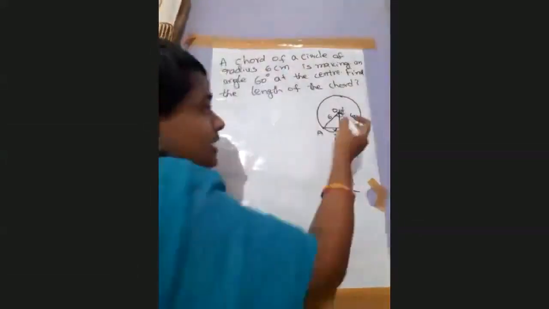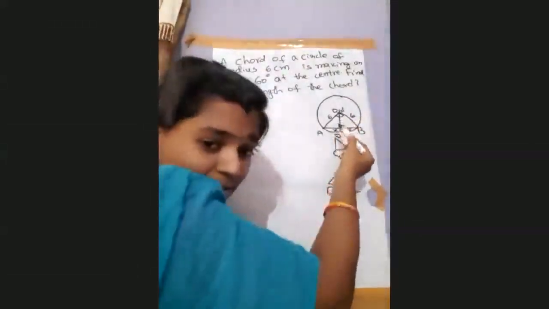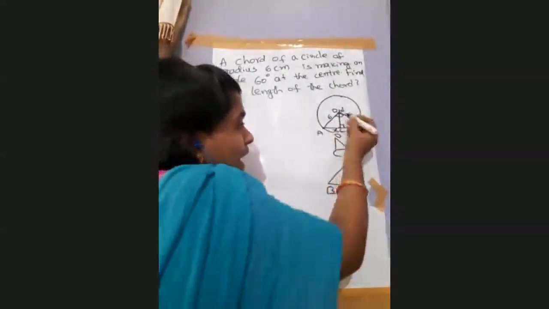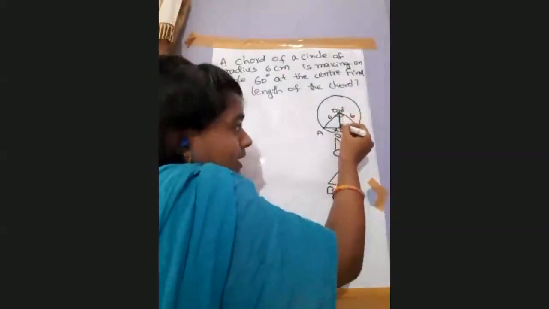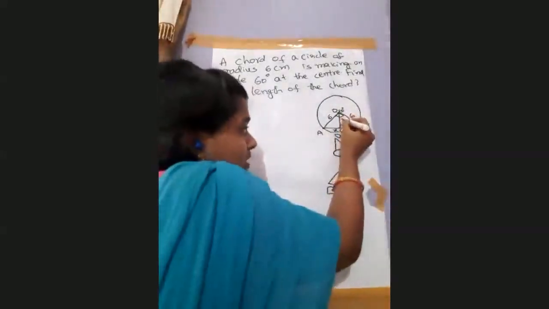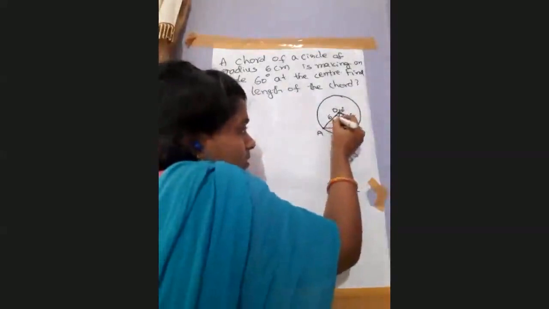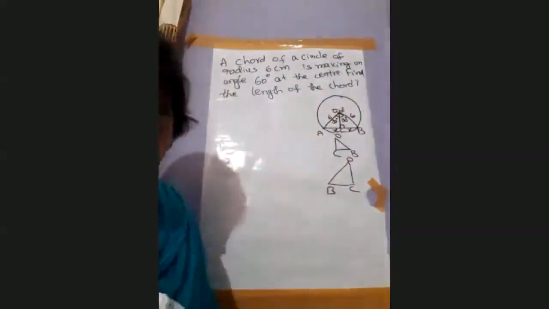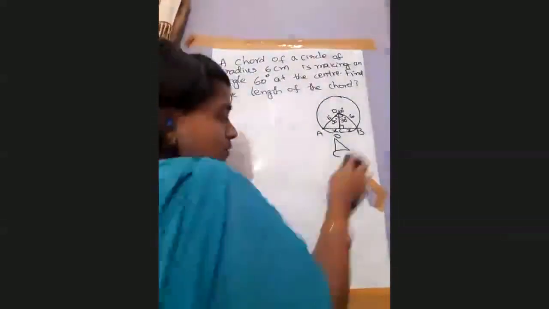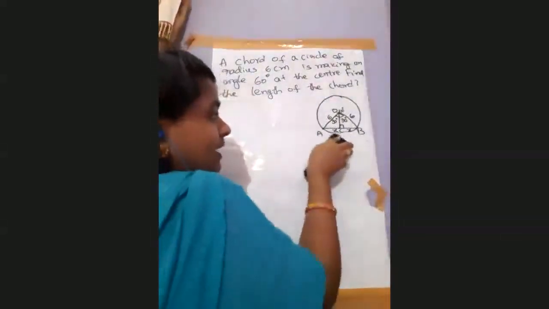So this is the given angle, 60 degrees. So the total is 60 degrees, but here this is the bisector, right? Already I told that this is the angle bisector also. So we can say that this is 30 degrees and this is also 30 degrees. Right? So based on the given data, we can form the right angle triangle.